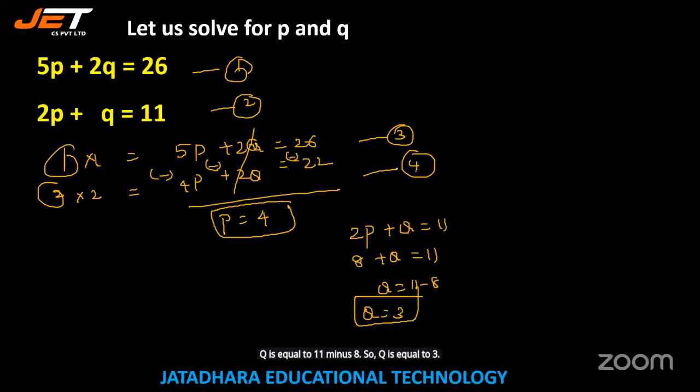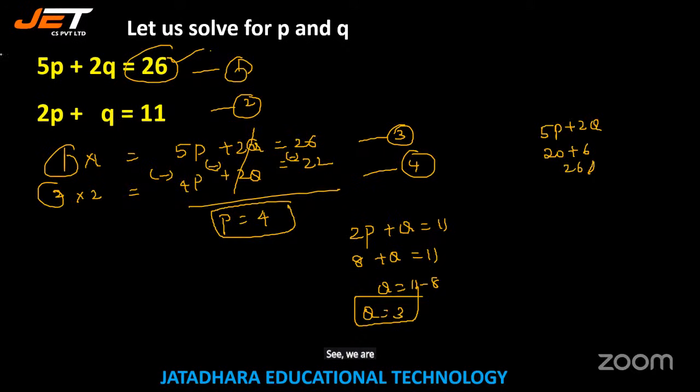Right? So do the checking in any one equation. 5p plus 2q. So 5 4s are 20 plus 6, 26. See, we are getting 26. So our answer is correct. Okay.